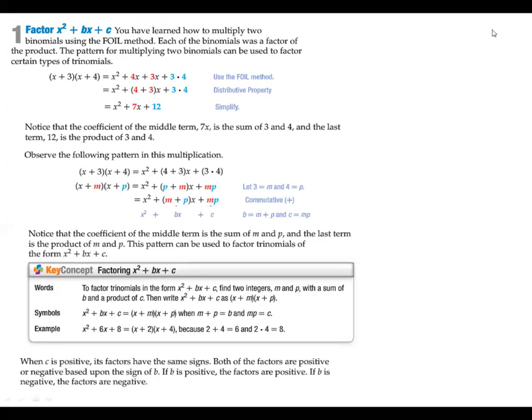If the last number is positive and the middle number is negative, then the only way that can happen, when you multiply two numbers and get a positive and add the same two numbers and get a negative, is if both numbers are negative.